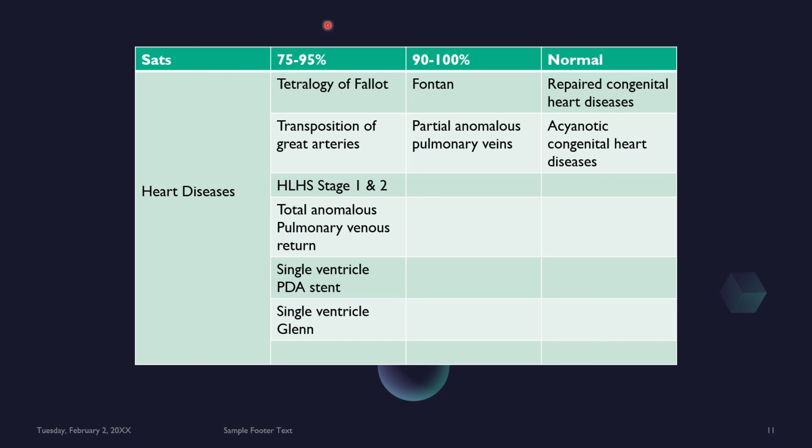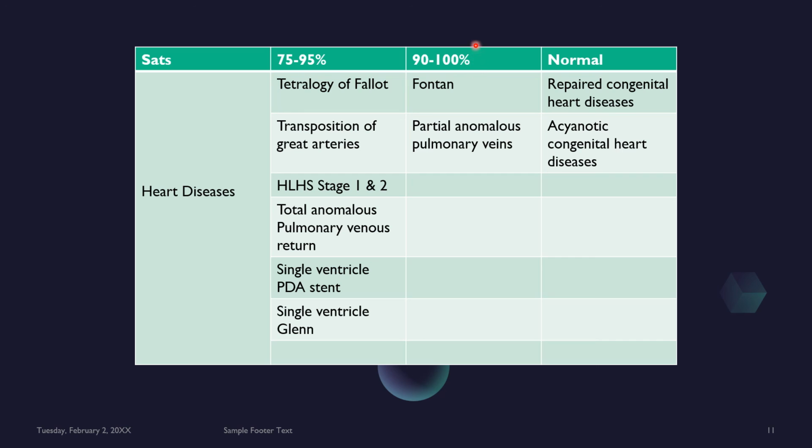I'll give you some numbers to give an idea of what a saturation is for what type of heart disease. So repaired congenital heart disease, if you have a patient in the ER who has a history of a repaired congenital heart disease, they should have a normal saturation for age. And all acyanotic heart diseases that are congenital should have normal saturation. So like ASDs, VSDs, and PDA, if they are desaturated, we have to look for causes.